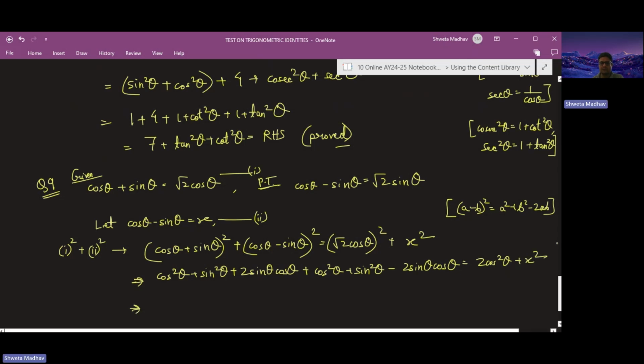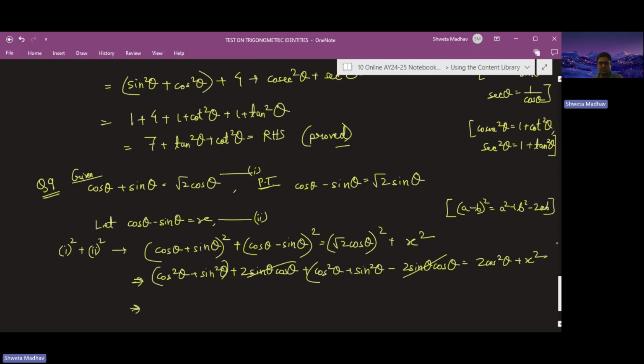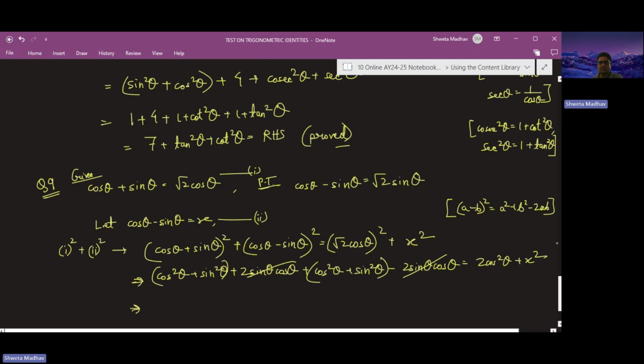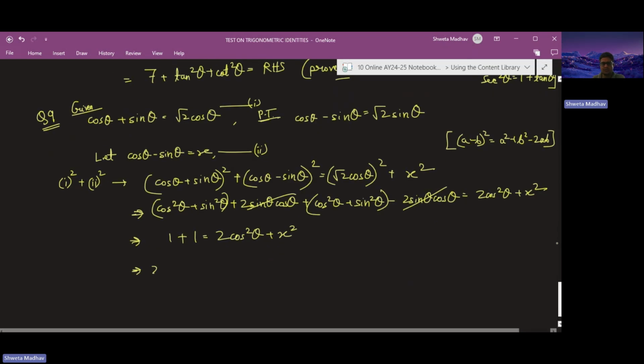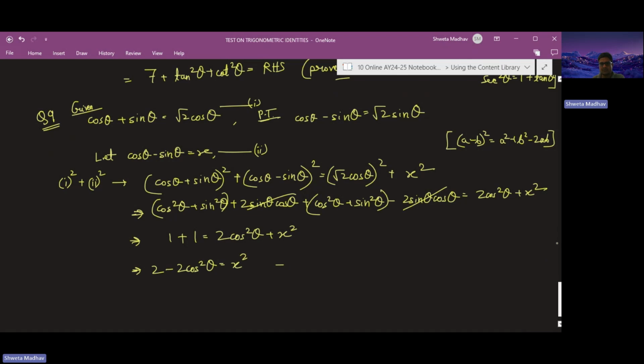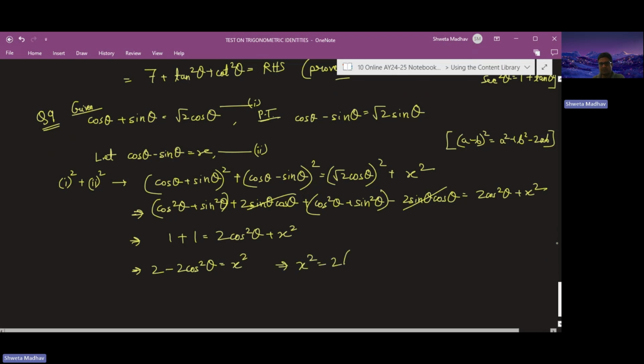So now plus 2 sin theta cos theta and minus 2 sin theta cos theta, these two will get cancelled. And cos square theta plus sin square theta is 1, and here it is also 1. So 1 plus 1, that is 2, equal to 2 cos square theta plus x square. Therefore 2 minus 2 cos square theta is equal to x square. So x square will be equal to 2 into 1 minus cos square theta.